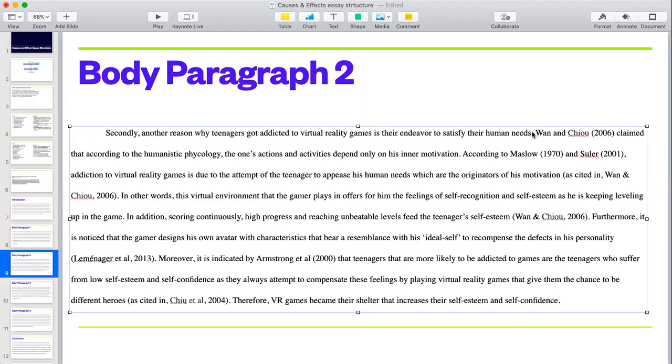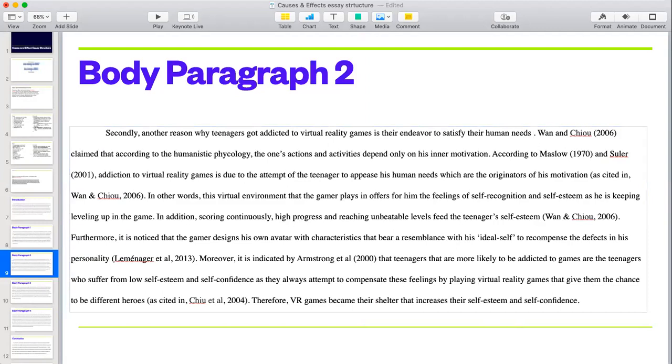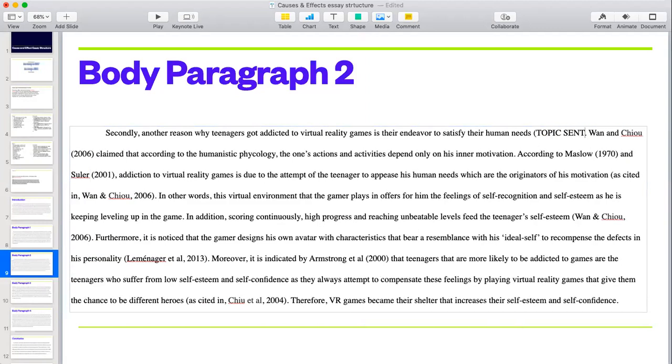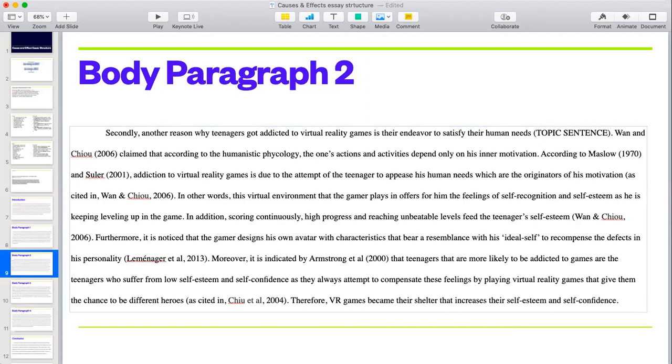Okay, so this sentence, as we mentioned earlier, is the topic sentence. So it tells me that this paragraph is about the teenagers trying to satisfy their human needs. This word is very general. I don't understand it. So this paragraph must explain to me what she means by human needs, because it's not understandable. Before I read, I look at citation.